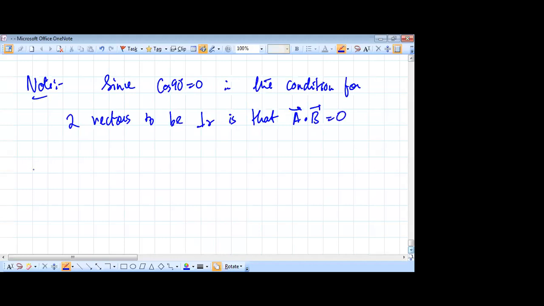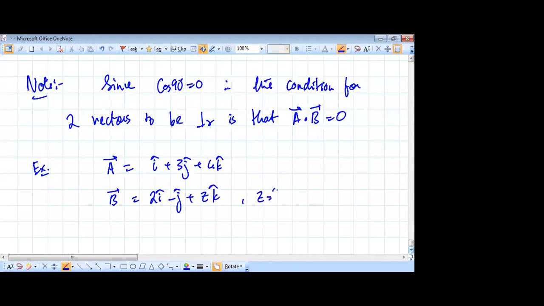So for example, if we have a question like this, that vector A मुझे दिया हुआ है I cap plus 3j cap plus 4k cap, और vector B मुझे दिया हुआ है 2i cap minus j cap, but plus some z k cap, where z is an unknown quantity. We want to find z if A is perpendicular to B. Now we want to do a question like this. तो यहाँ पे हम ये वाला concept use करेंगे. That condition for perpendicular vectors is that dot product is 0. So that is the idea we'll apply in this question.